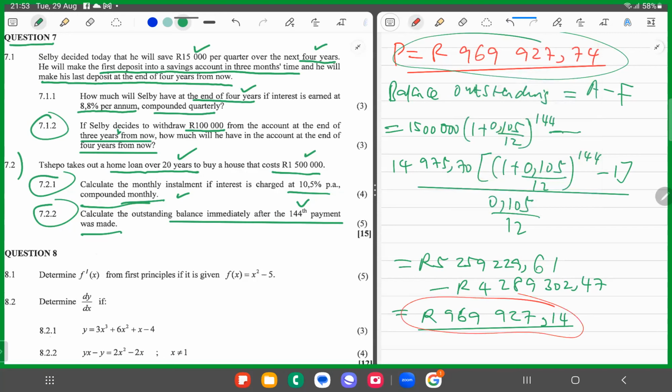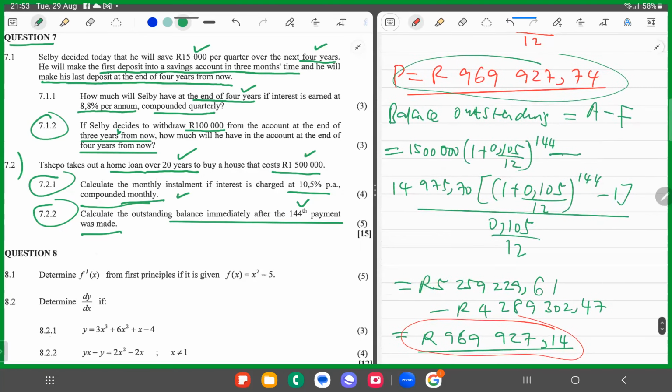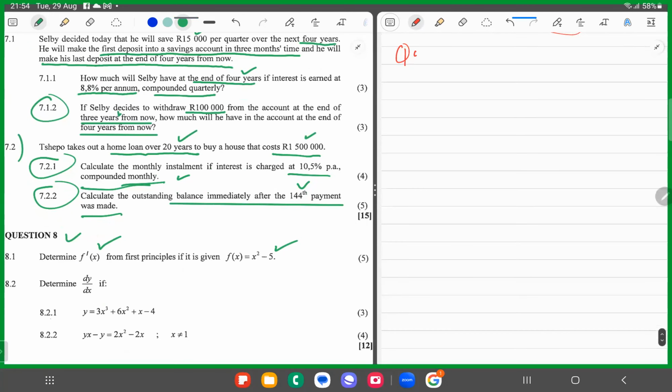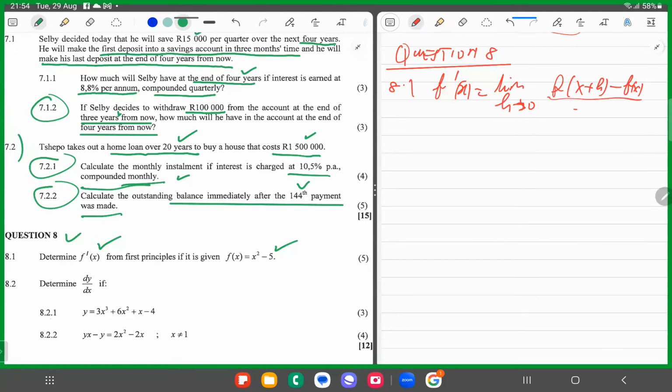Okay. Right, the next thing now is we're going to do calculus. Question 8. Determine f prime from first principles if this is true. Let's look at question 8. Right, so in 8.1, the first principles are very easy. So you need to use the first principles formula, which means f prime of x is the limit as h approaches 0 of f of x plus h minus f of x, all over h.